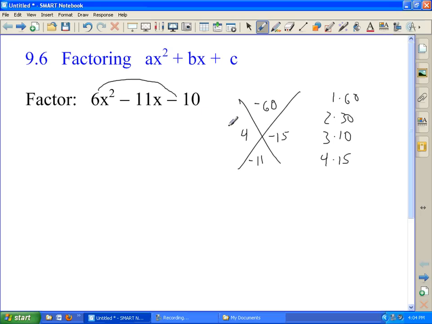So remember that we have to take these two numbers and split the middle term. Because of that 6, you can't just go x plus 4x minus 15. That won't multiply to be your original. So we take the 6x squared. We split the negative 11 into 4 minus 15. So we get a plus 4x minus 15x. And then we still have this minus 10 here. And now we need to factor this by grouping.